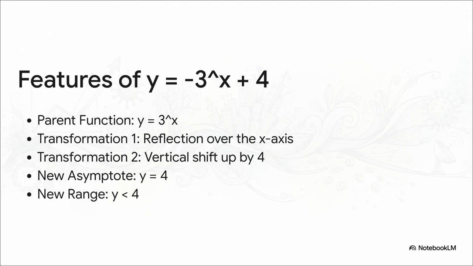The parent is y equals 3 to the x. That negative sign reflects the entire graph over the x-axis, flipping it. Then the plus 4 shifts that flipped graph up by 4 units. So what does that give us? Well, we get a new asymptote, a new ceiling, this time at y equals 4. And that means our range is now all the y values less than 4.